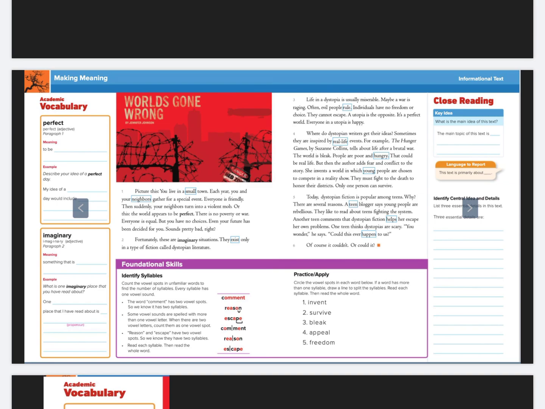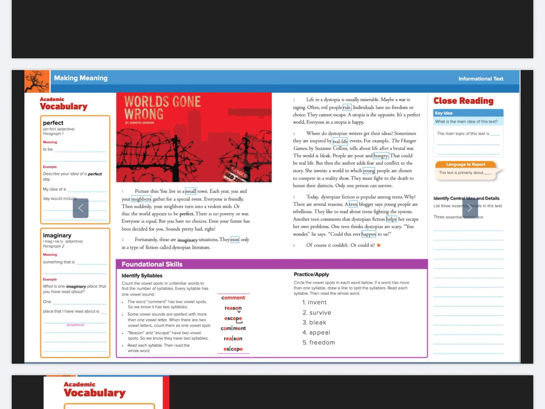Paragraph 1. Picture this. You live in a small town. Each year, you and your neighbors gather for special events. Everyone is friendly. Then, suddenly, your neighbors turn into a violent mob. Or this, the world appears to be perfect. There is no poverty or war. Remember, poverty means poor. Everyone is equal, but you have no choices. Even your future has been decided for you. Sounds pretty bad, right?